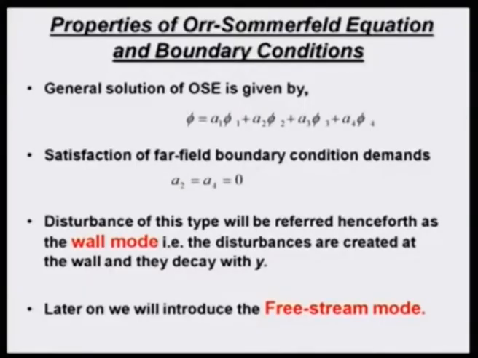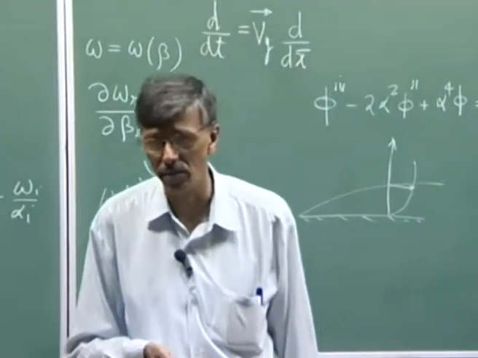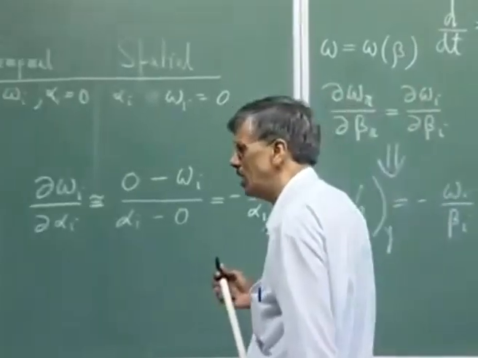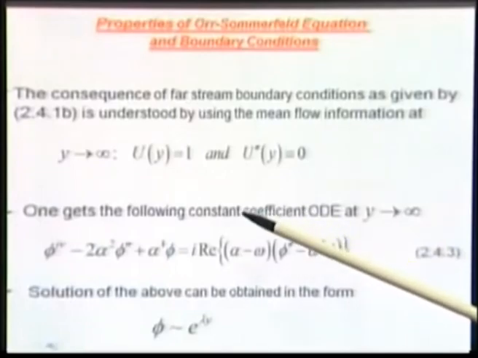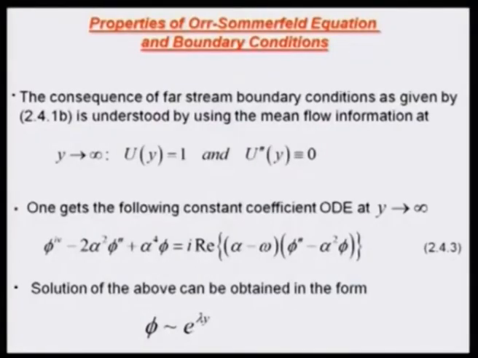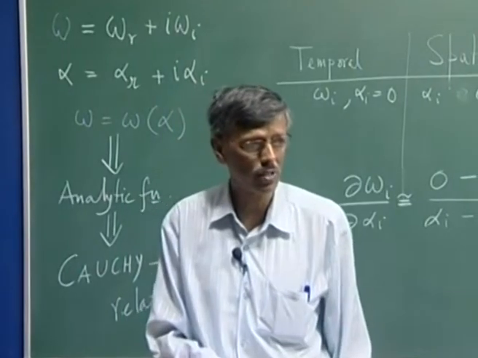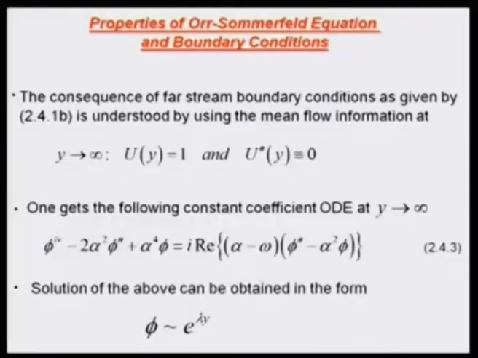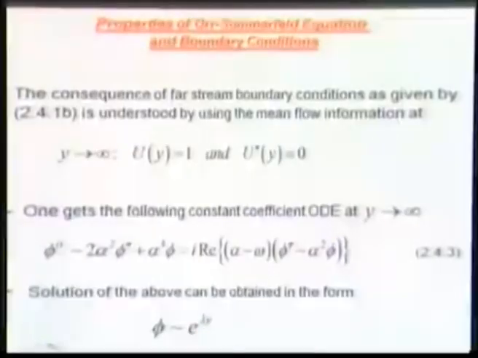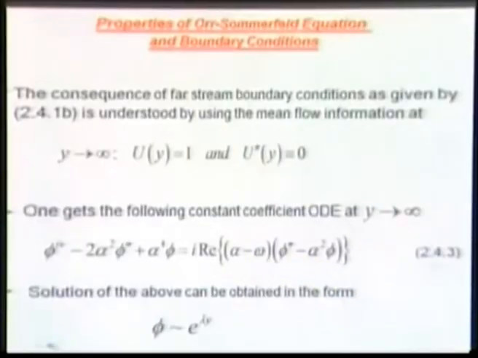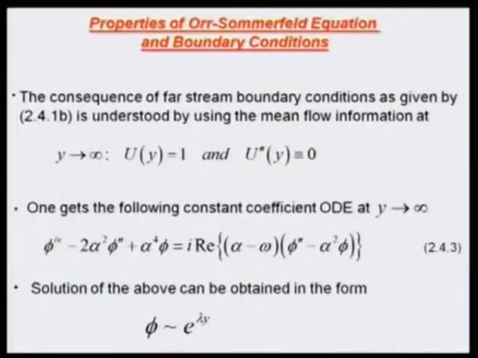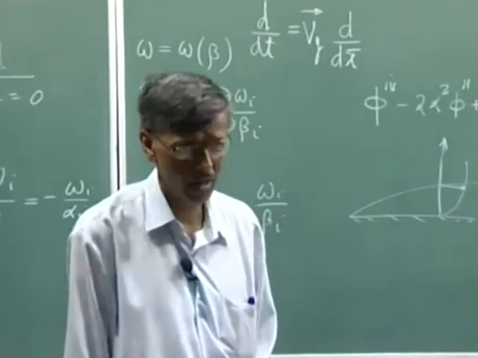Now, why are we doing this? We are trying to perceive the property of the solution outside the shear layer. In doing so, we note that as y goes to infinity, this becomes a constant coefficient ordinary differential equation, and that is amenable to analytic solution. For a constant coefficient ODE, you can try a trial solution of the following kind: you write phi equal to some e to the power lambda y and plug it back into this equation. So, you are going to get a quartic in lambda.